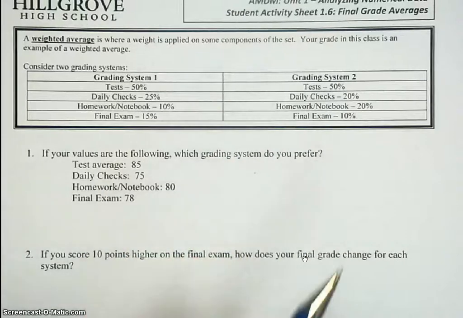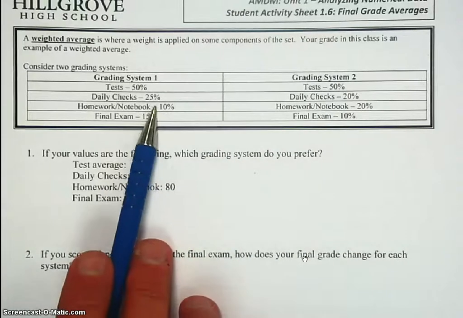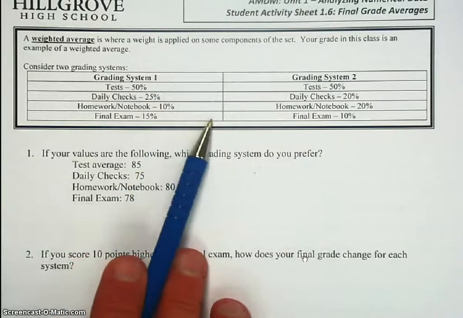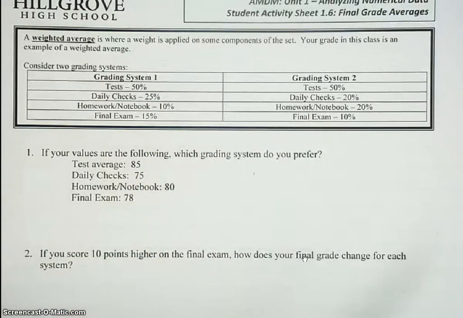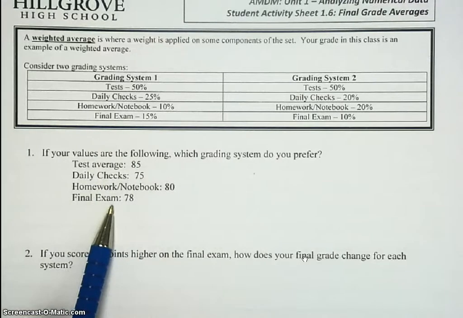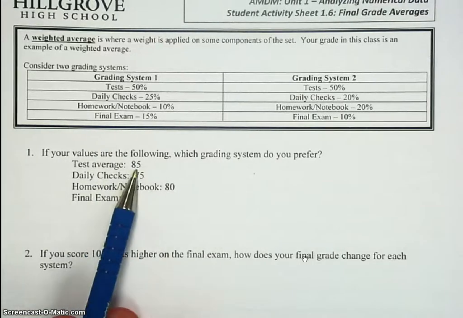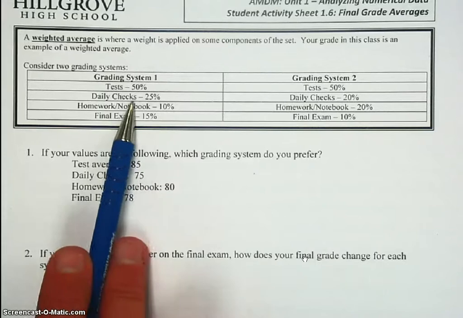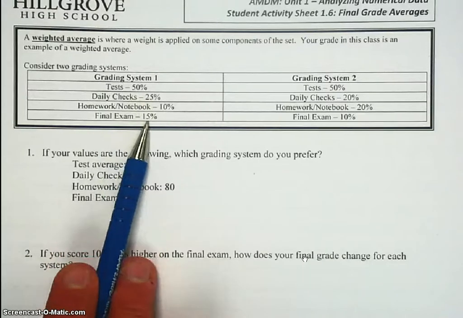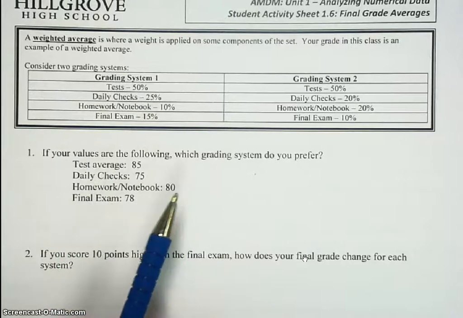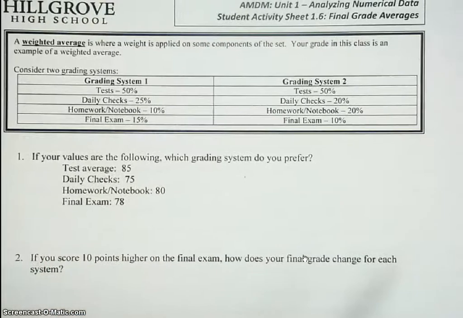The percentages are pretty close, but notice your daily checks here are 25%, and over here they're 20%. And then the homework and notebook category is a little different. But here are your grades in each category. So all we're going to do is take the grade in each category and multiply it by this percentage. And once we do that, we're going to add up all those numbers and we will get what our average in the class should be.